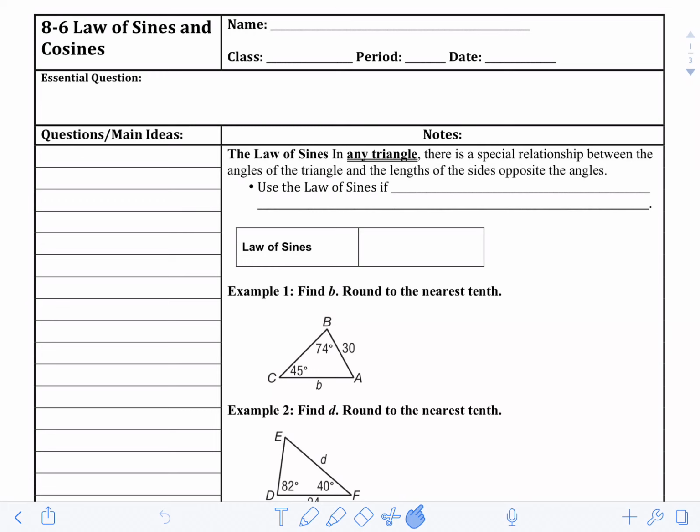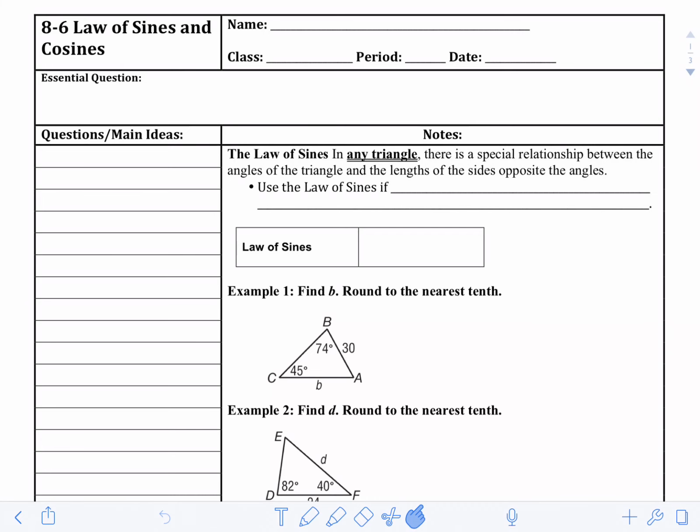Alright, this is 8-6 notes, law of sines and cosines. On the front is law of sines, on the back side is the law of cosines. Starting with the front side, law of sines, it says in any triangle there is a special relationship between the angles of the triangle and the lengths of the sides opposite the angles.